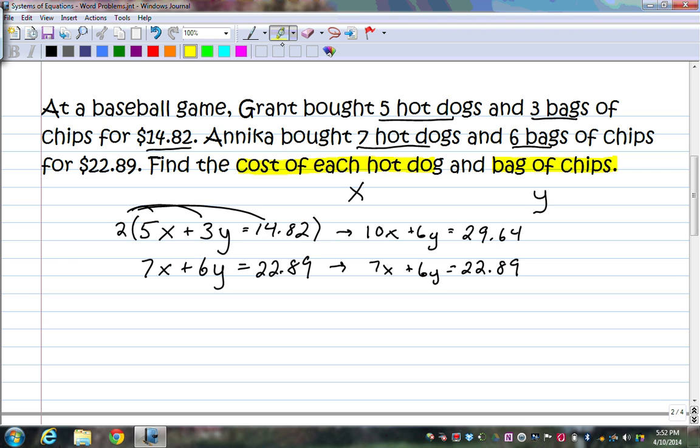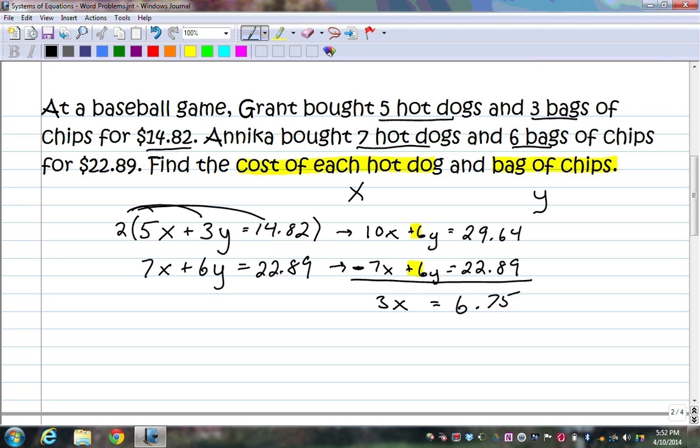Now, look at the signs here. There's positive 6 and positive 6. How would I make that 0? I have to subtract my equations. So 10x minus 7x, I get 3x. 6 minus 6 is 0, that's gone, is equal to 2964 minus 2289, which is 6, I think that's 75. I think that's 75 or 615. That part I tried to do mentally. Mistake. No, that's 675. Okay, I'm right.